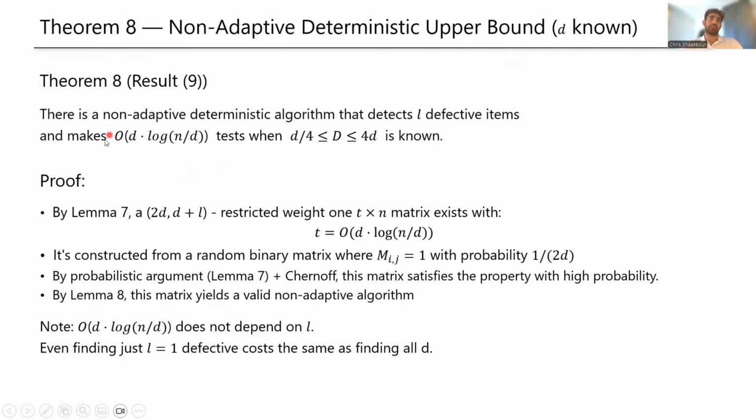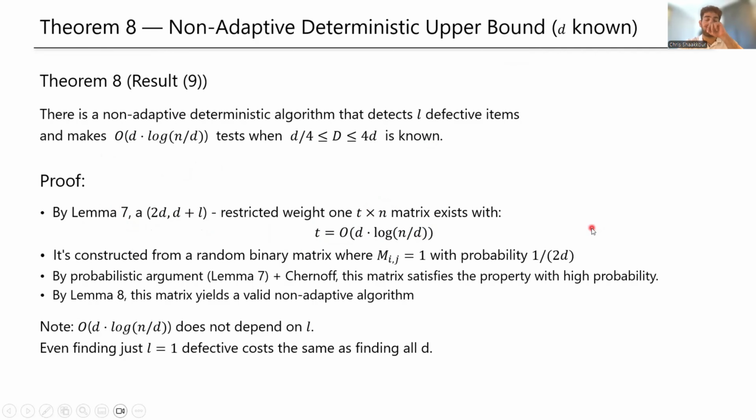And the proof goes like this. If we take lemma 7, which we have seen before, with r equals 2D and s equals D plus L, a restricted weight 1 matrix T by N exists, with T, the number of rows, which is equal to O of D log(N/D). And this is constructed from a random binary matrix where Mij equals 1 with probability 1 divided by 2D.